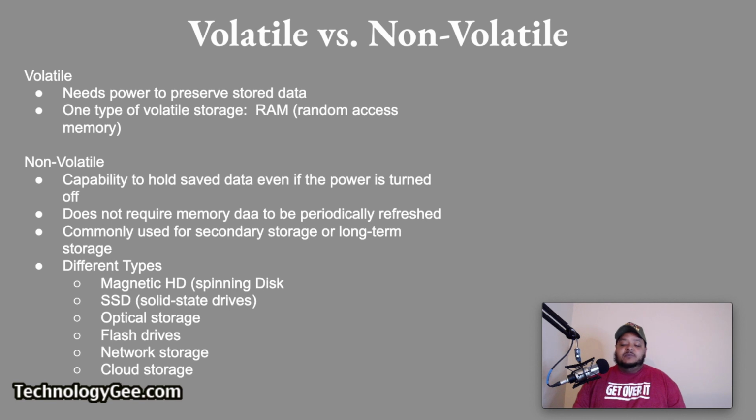Non-volatile memory is a type of computer memory that has the capability to hold saved data even if the power is turned off. Unlike volatile memory, non-volatile memory does not require its memory data to be periodically refreshed. It is commonly used for secondary storage or long-term consistent storage. There are many types of non-volatile storage, including magnetic hard drives, also known as spinning disks, solid-state drives, optical storage, flash drives, network storage, and cloud storage.